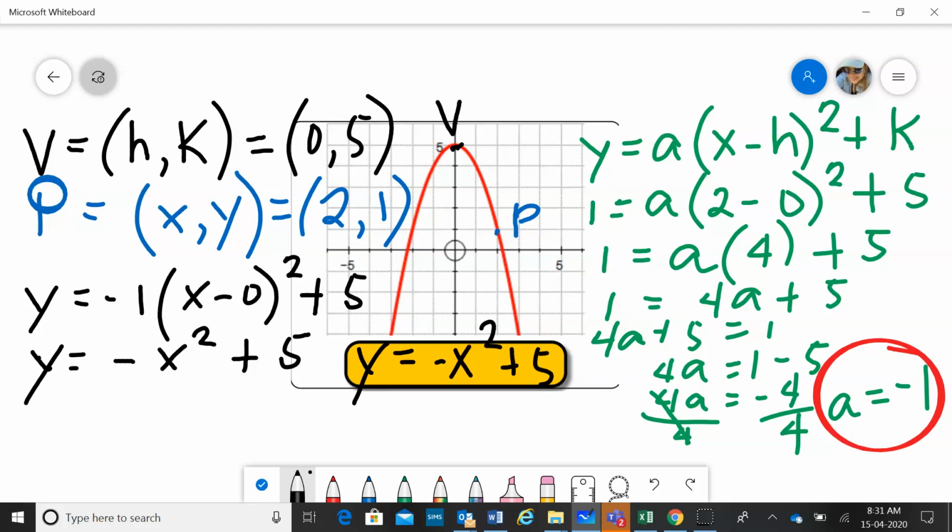To check and verify if our equation is correct, let's get the vertex V. So you can see in here x is 0. Let's see. Negative 0 squared plus 5, is that equal to 5? Yes. How about point P? If x is 2, negative 2 squared plus 5 is 1. Yes, y is 1. There you have it. How to find the quadratic equation given its graph.